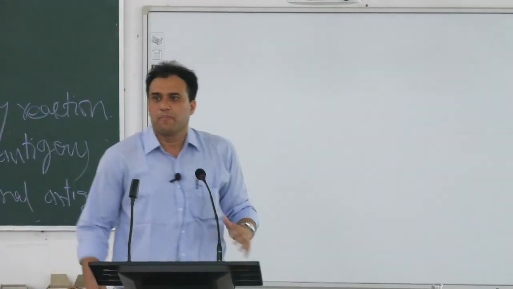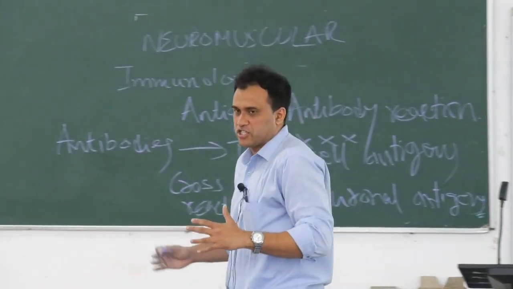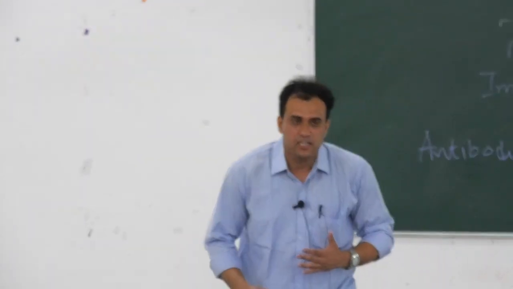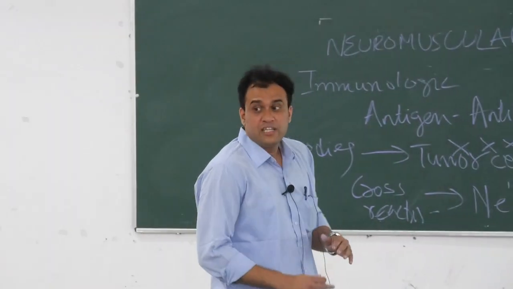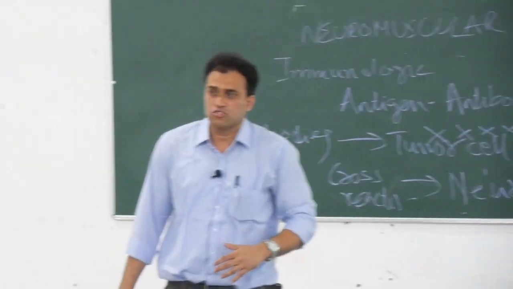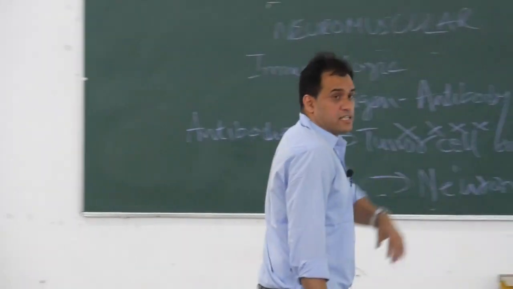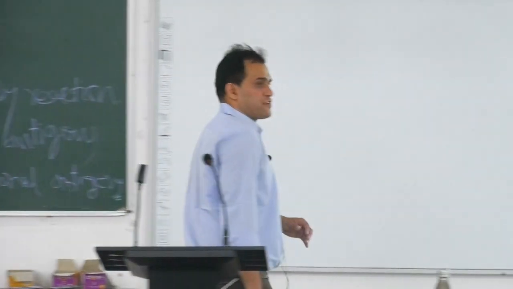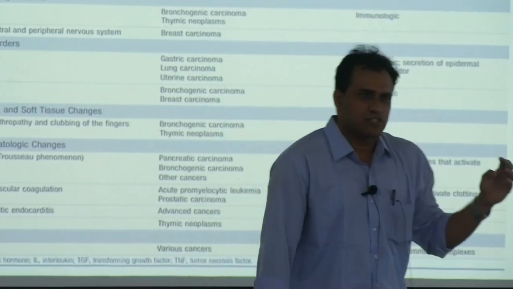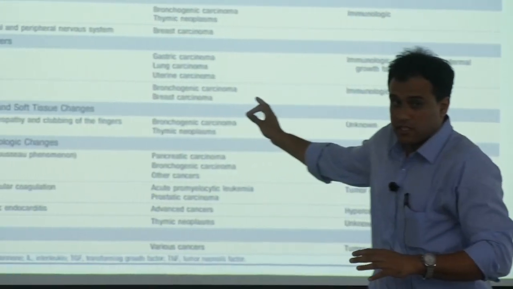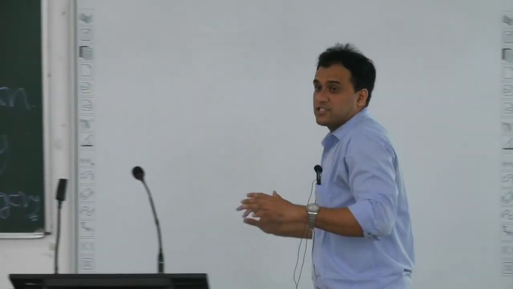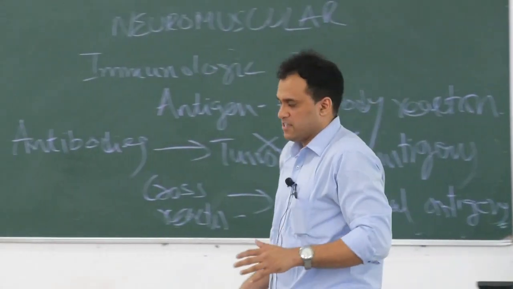Then in nerve and muscle syndromes, the mechanism is immunologic, an antigen-antibody reaction: instead of reacting against the tumor cell antigens, antibodies will react against the neuronal antigens. Then you get dermatologic manifestations like acanthosis nigricans, dermatomyositis. Then bones and joints, osseous, articular and soft tissue changes: hypertrophic osteoarthropathy, clubbing of the fingers and arthritis of the joints. The tumors are more or less similar. Then vascular manifestations. What do you get in vascular manifestations?